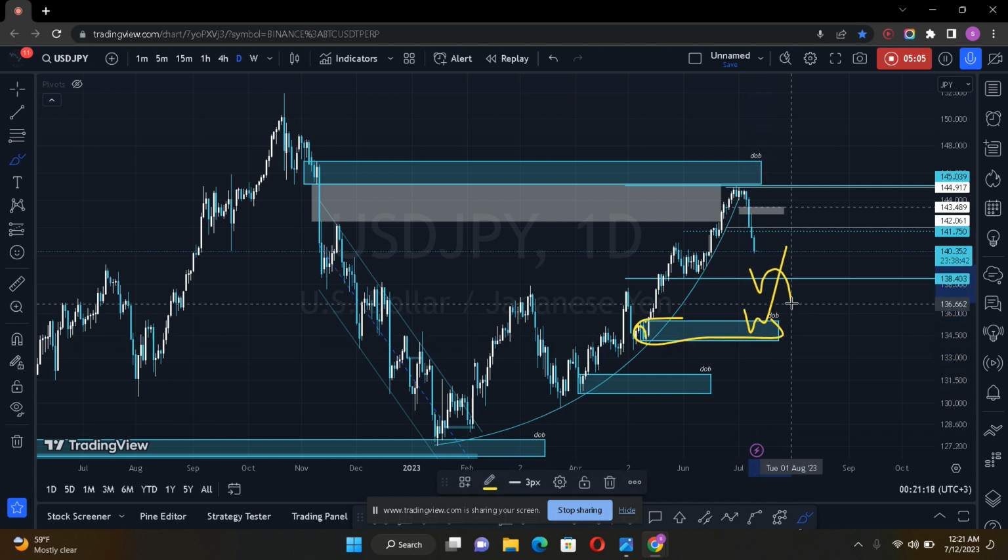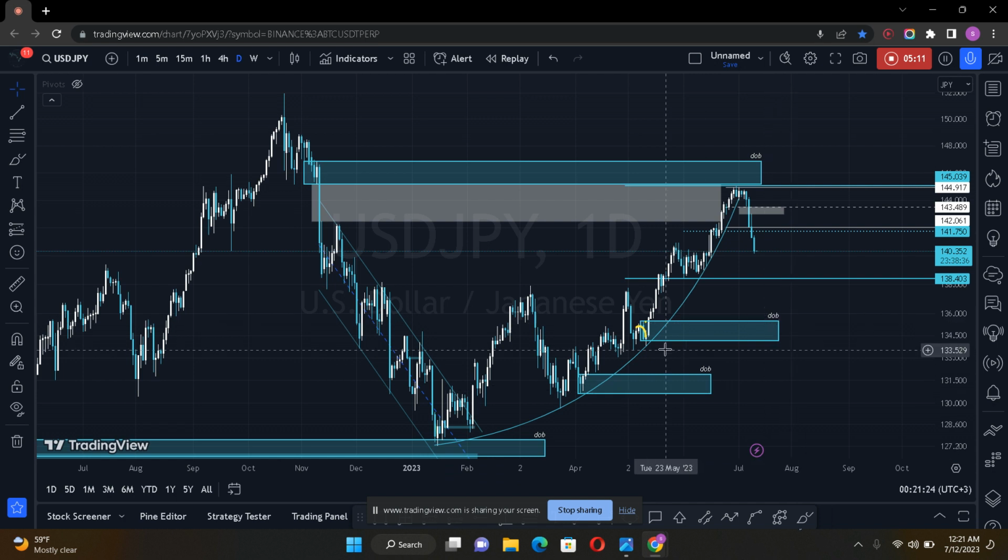In between here, I wouldn't be interested in entering the market. I'm a swing trader. I don't scalp, and I don't take lower time frame trades. So I've highlighted my levels, and I've explained why those levels are important.